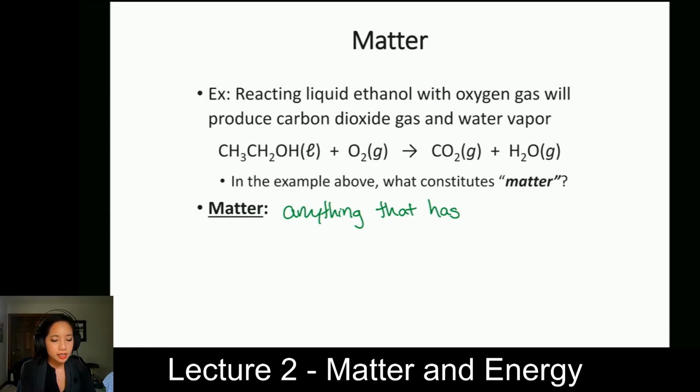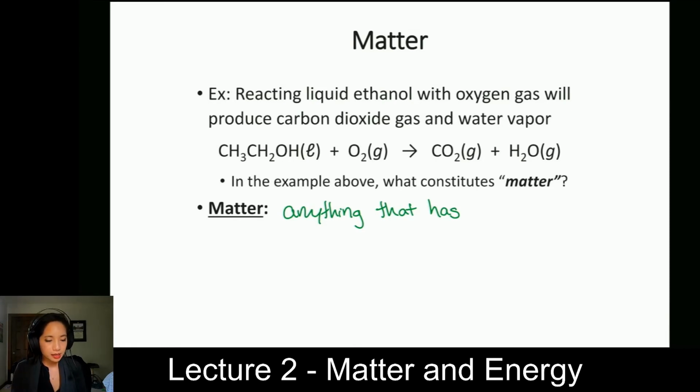So I have an example here. I have a sentence and its corresponding chemical reaction. So both these things mean the same thing. So we react liquid ethanol. So see the L for liquid. This is ethanol. Reacts with oxygen gas. So plus O2 gas will produce. That's what the arrow means. Carbon dioxide gas and water vapor, so CO2 gas and H2O gas. So in this example, what constitutes matter?